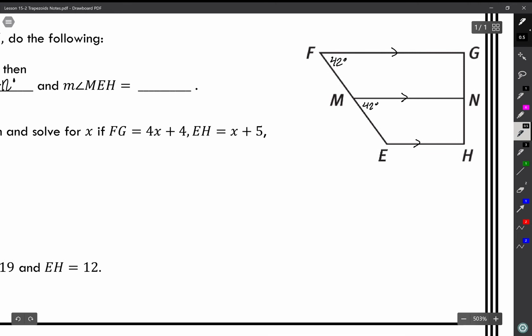Now we're trying to find angle MEH, which is this angle right here. In this case, two parallel lines are cut by a transversal. These two angles are supplementary because they're same side interior angles, so we take 180 minus 42 to get 138 degrees.